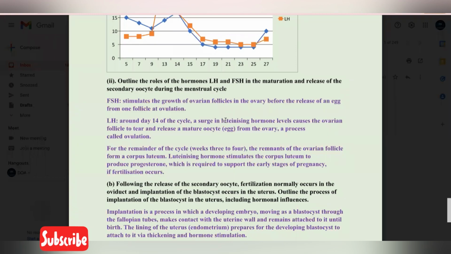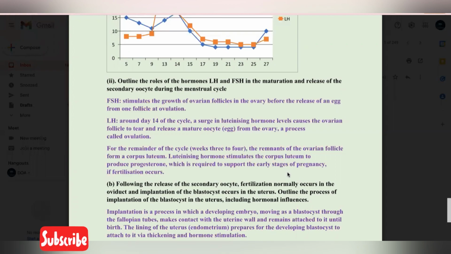Now, during the luteal phase, there will be a surge in luteinizing hormone, right? And this surge causes the ovarian follicles to rupture and release a mature oocyte, or what we would say a secondary oocyte. And this is called ovulation.